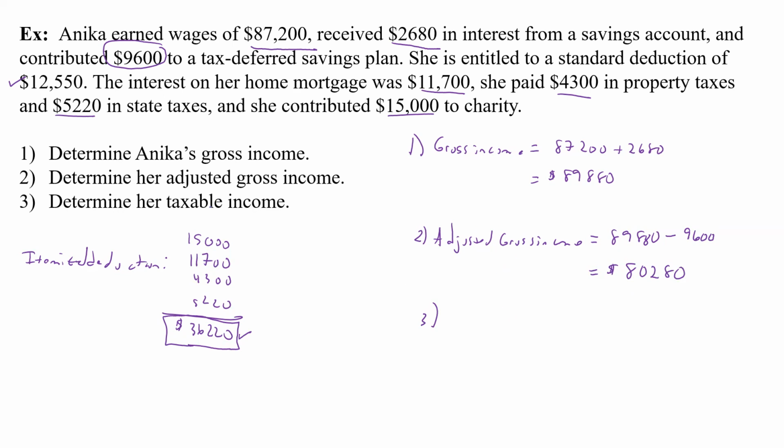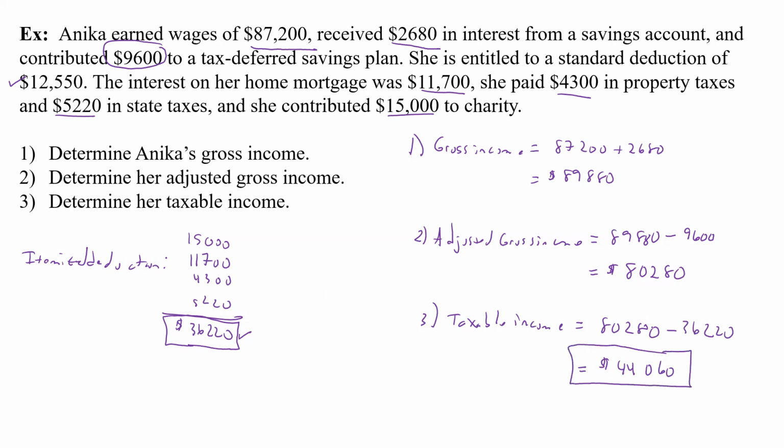And so now our taxable income is our adjusted gross income minus the larger deduction. The standard deduction was smaller than the itemized, so we're going to subtract the itemized. So the taxable income is going to be the $80,280 minus the $36,220. And plugging that into the calculator, we should get $44,060 as our taxable income. And so that is the number that they're looking for in this problem.